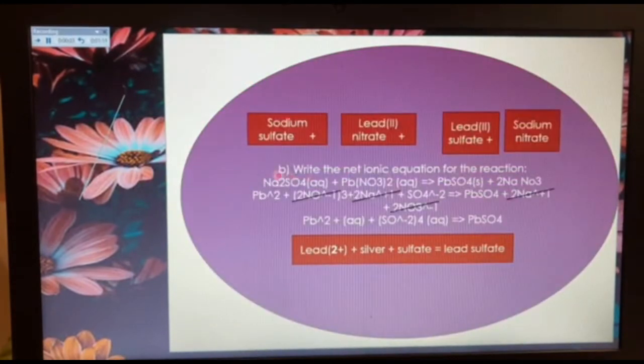And then 1b, write the net ionic equation for the reaction. The equation is sodium sulfate plus lead nitrate gives lead sulfate plus sodium nitrate. Then the spectator ions are cut off and the rest combined, and the answer will be lead plus sulfate equals lead sulfate.